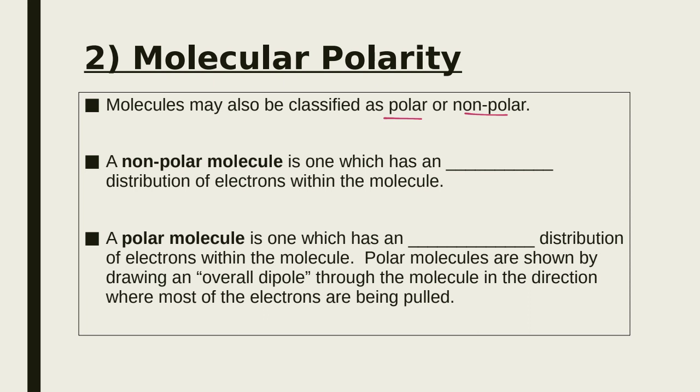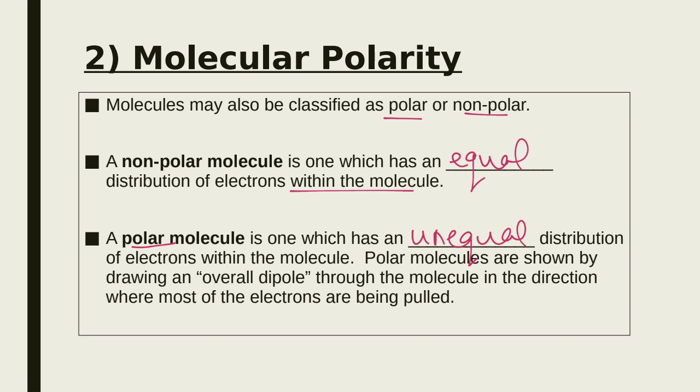A nonpolar molecule is one which has an equal distribution of electrons within the molecule. So you're going to look at all the electrons and say, okay, how are they distributed within the molecule? If they're equally distributed, they're a nonpolar molecule. If you have a polar molecule, this is one which has an unequal distribution of electrons within the molecule.